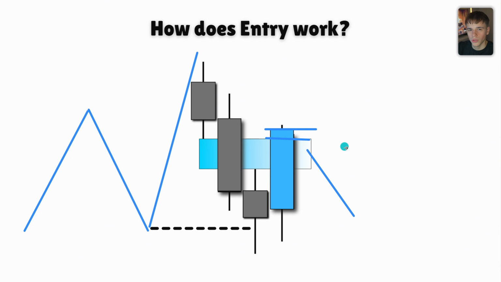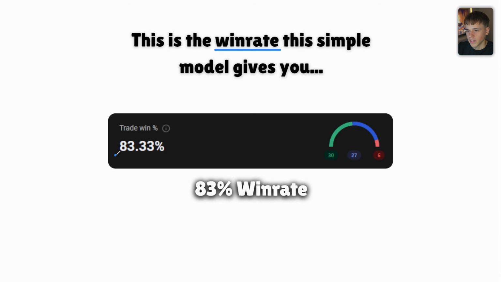We enter on the closure, we put our stop loss below the body, below the wick, and then we just target the upside liquidity. Let's say this liquidity right here, we just target it, and that's how we profit. So it's so simple. And also I just want to show you the win rate that my model actually gives me. So you can see 30 wins and 6 losses. So they're just crazy for this simple of a strategy.